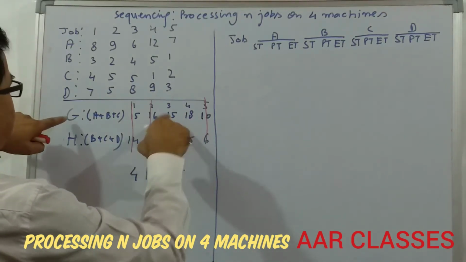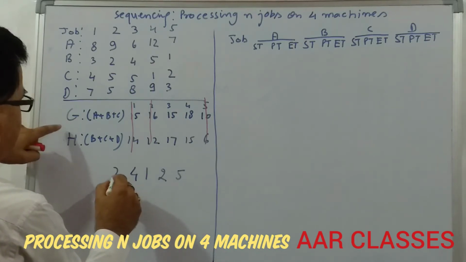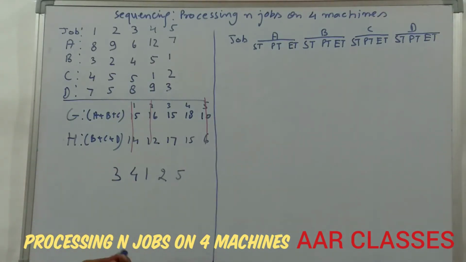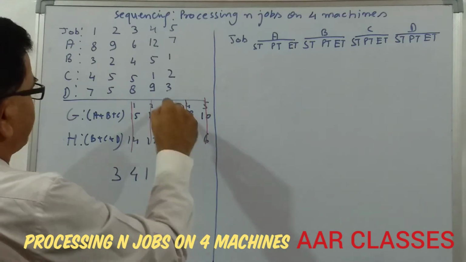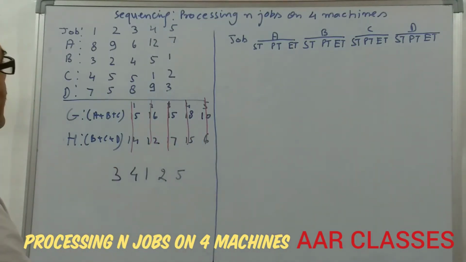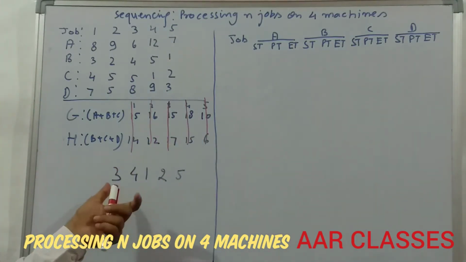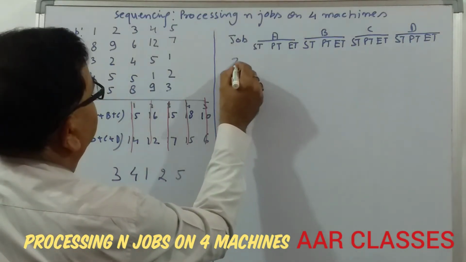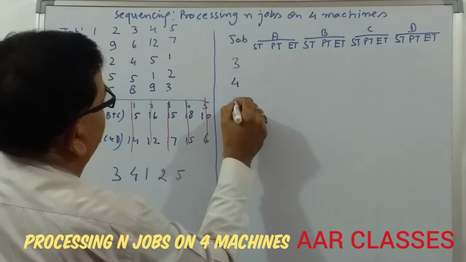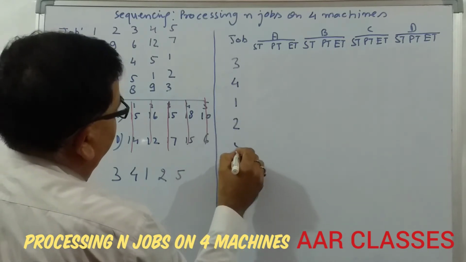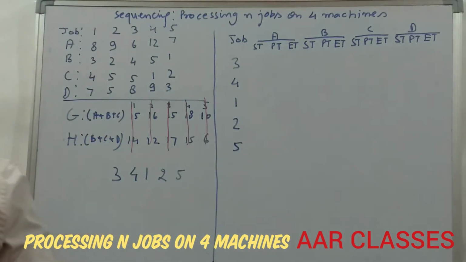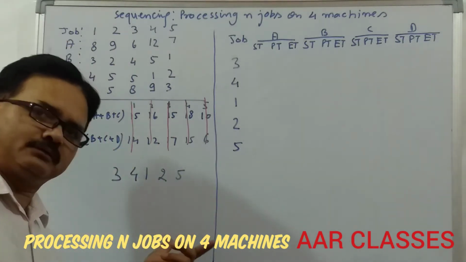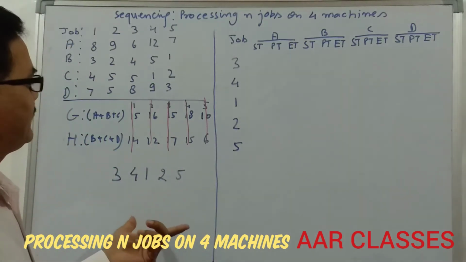15 is also here, so 3 came on G, so this 3 goes to the extreme left. So this is how our sequence is formed. The sequence is 3 4 1 2 5. So here we can write 3 4 1 2 5. Taking this particular sequence, this is going to be the optimal one. And other sequences are not being formed here.